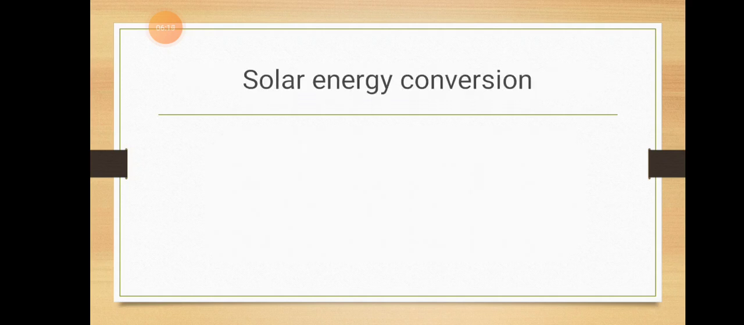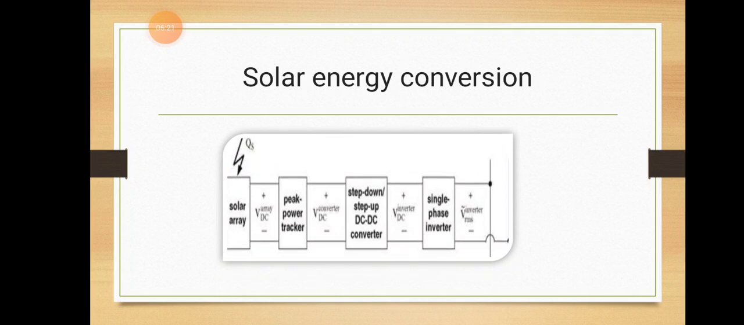The next application is solar energy conversion. This block diagram explains solar energy conversion. The sun's rays fall on the PV panel, which converts them into a DC voltage, and there is a peak power tracker, called the maximum power tracker. This maximum power tracker tracks the maximum power of the sunlight, that is, in which direction the sunlight is strongest.